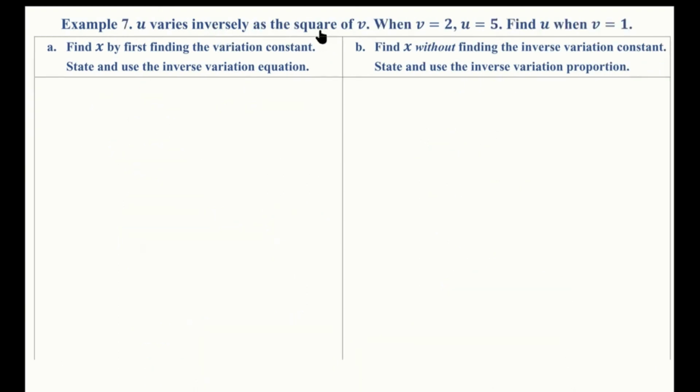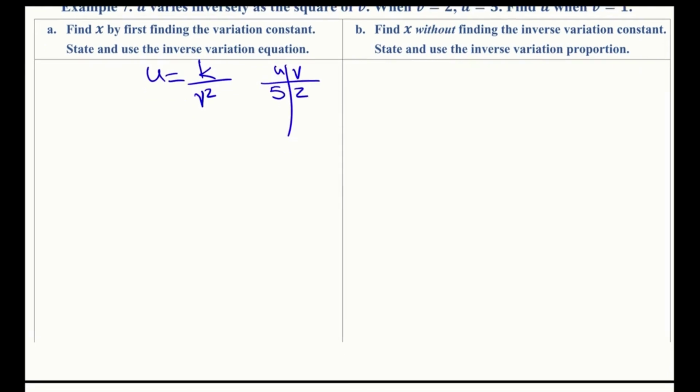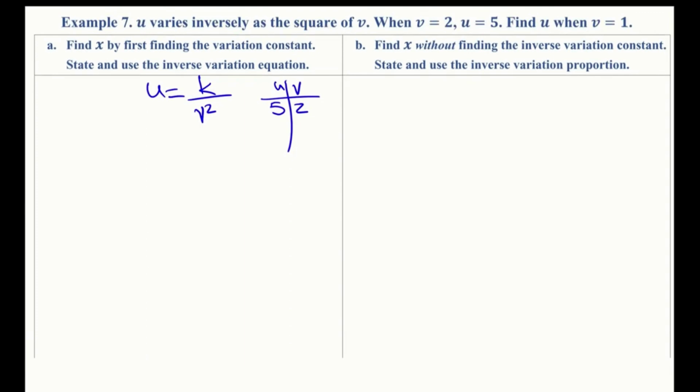Now here's one with a slight twist, because u varies inversely not as v but as the square of v. So we're going to set this up as u equals k over v squared. Let's set up our table of values based on what's given. We know that v is 2 when u is 5. We want to find u when v is 1. Okay? So you know the drill. Pause the video, go figure it out, then come back. Let's see if we agree.